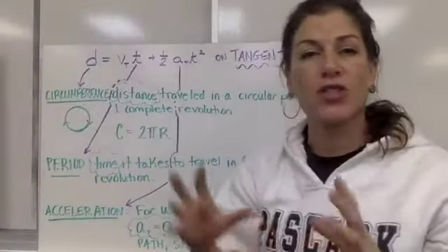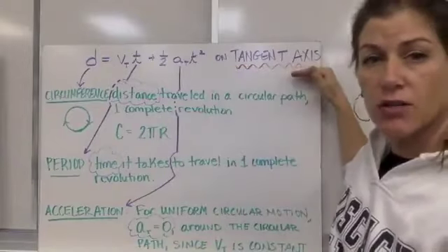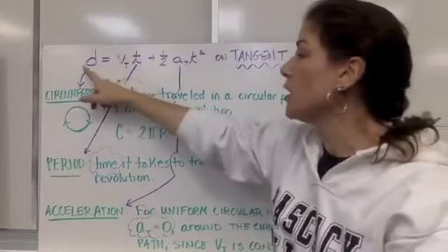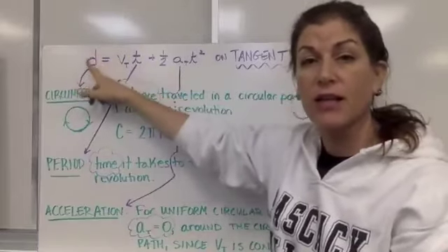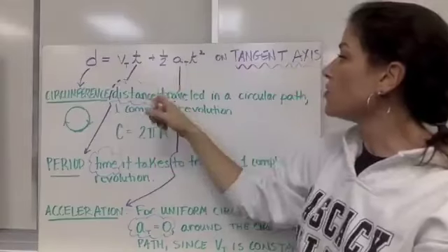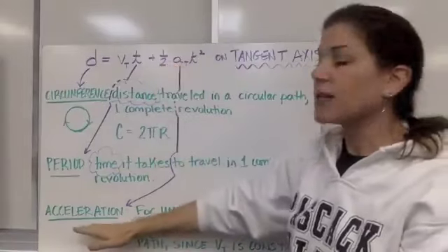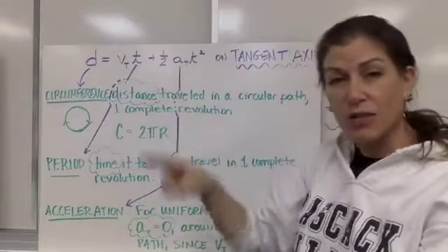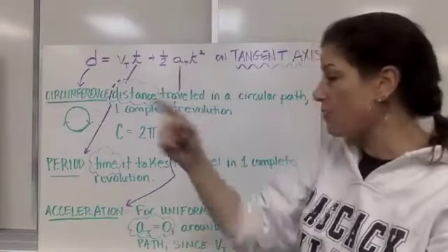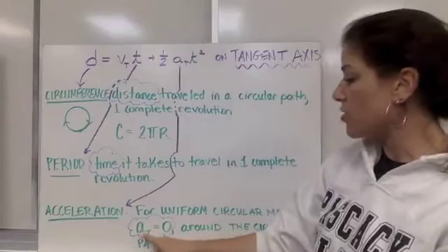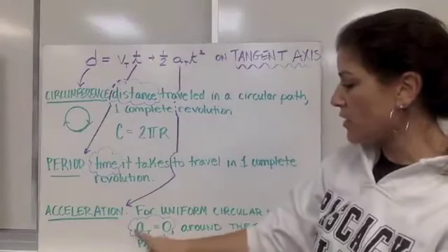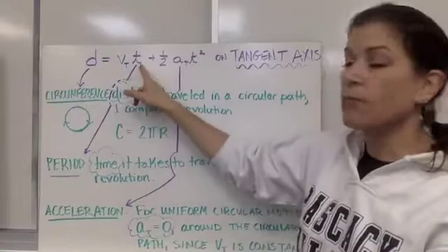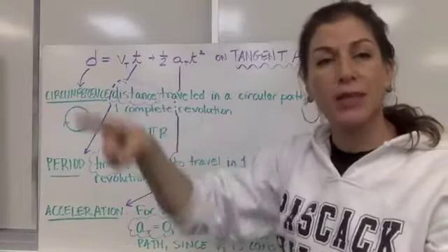So first, let's talk about just tangent to the circle. On the tangential axis, when we're talking about the motion, this is still our kinematics equation. But because it's uniform circular motion, acceleration along the tangent is 0. So it's not accelerating this way along that path. So we take a tangential, that's what the capital T means. Tangential acceleration is 0. The time we're referring to is the time to make one complete circle.